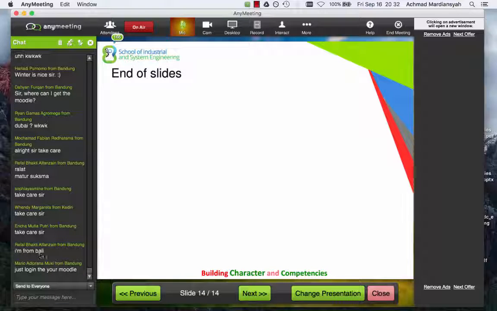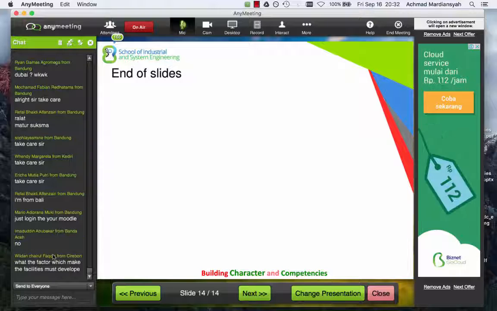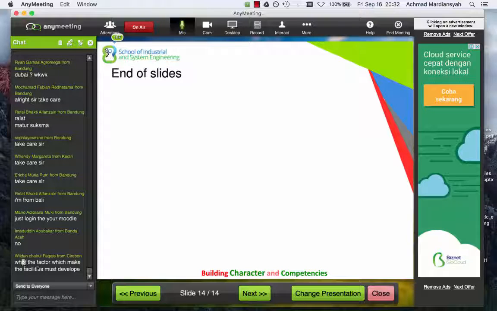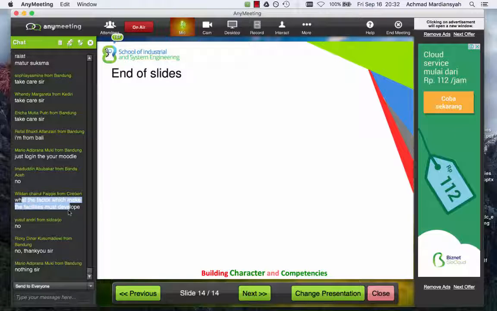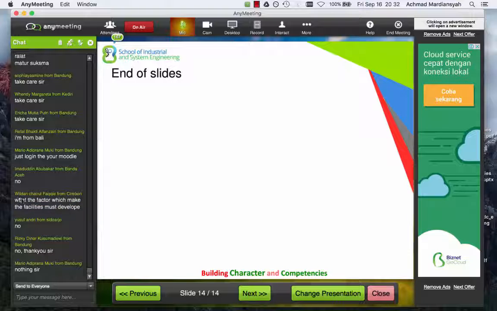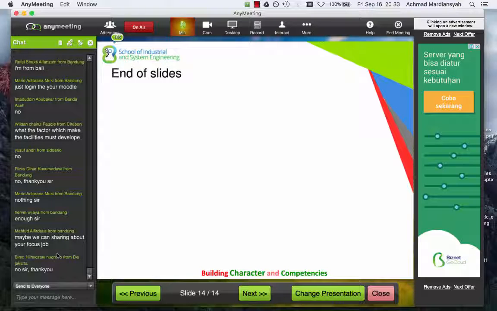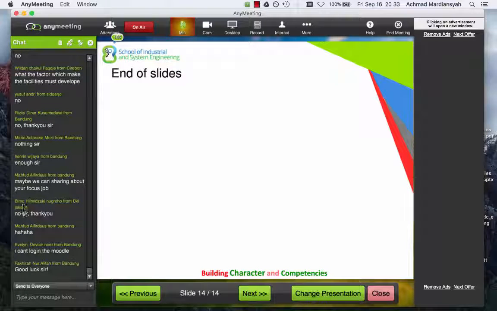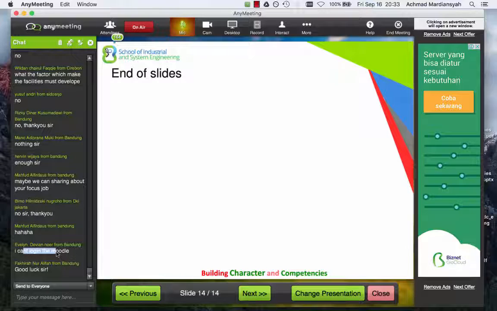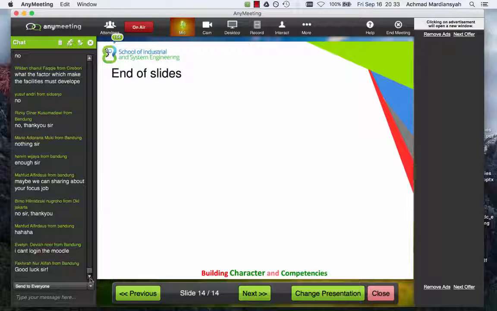Just log into Moodle. What else? Any questions? What factor, which facility must be developed? Well, that question's already answered in the slides. I think you missed that. What do you mean by focus job? I can't log into Moodle. Well, type your username and password over there. Okay, so I think that's all. If you have any questions, no questions.